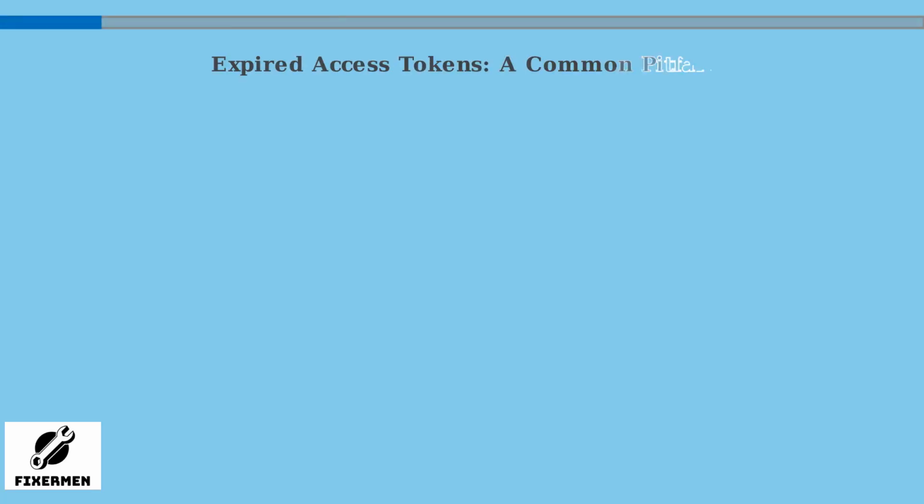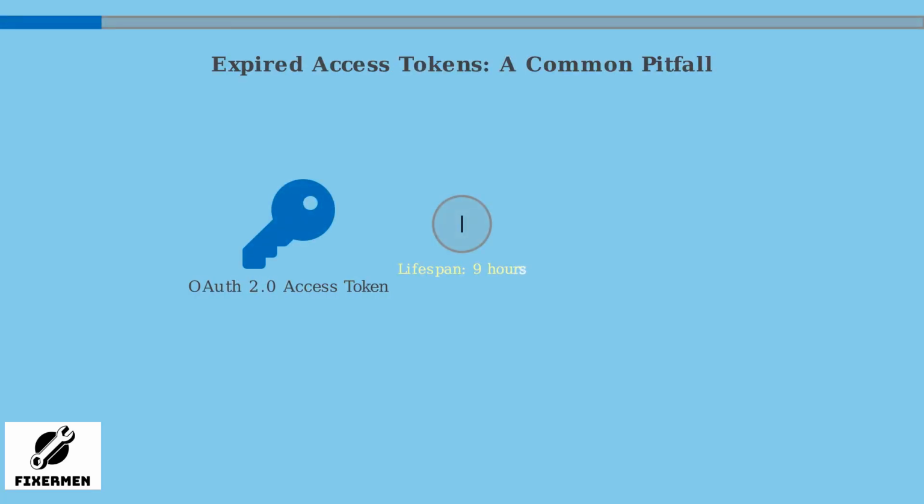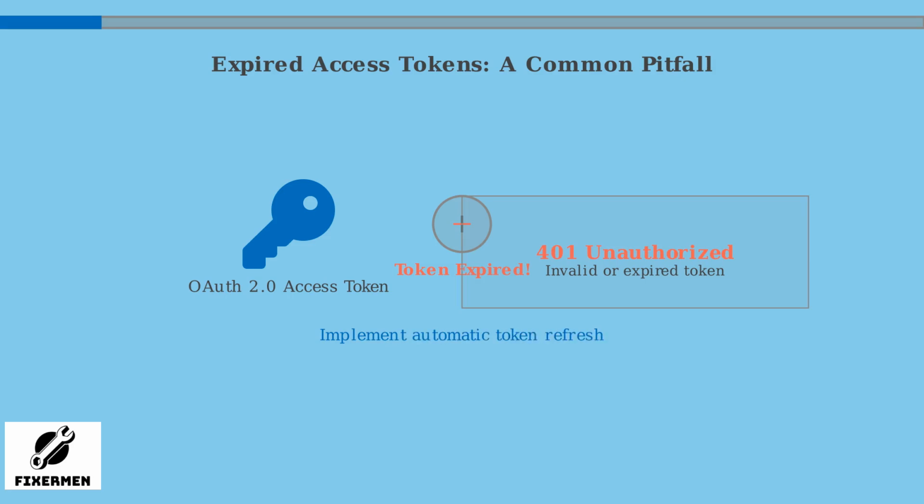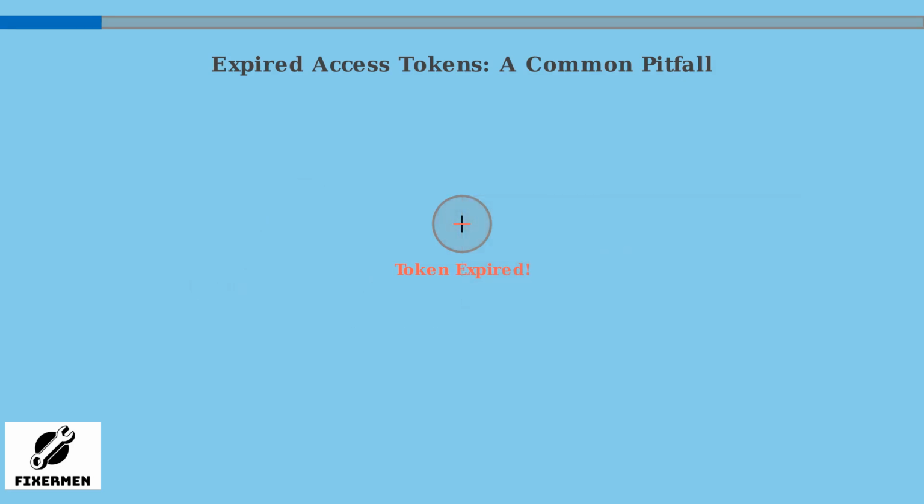OAuth 2.0 access tokens have a limited lifespan, typically around 9 hours. If your application tries to use an expired token, you'll receive a 401 error. You need to implement logic to refresh these tokens automatically before they expire. We'll discuss token refreshing later in the video.